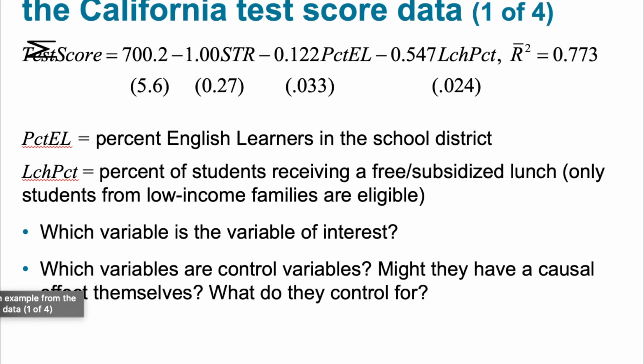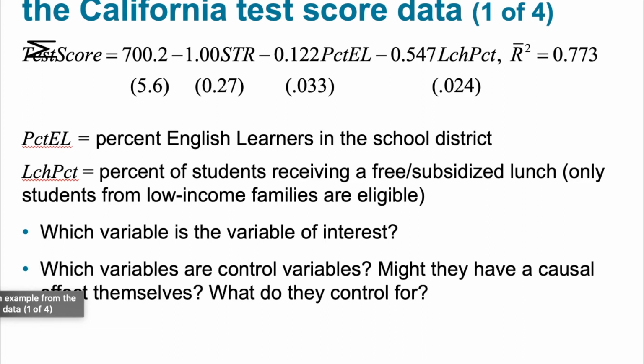Here is an example. We're still with our test score regression, where we are regressing test score on the student-to-teacher ratio. We have included the variable PCTEL, which represents the percent of English learners in the school district. And we have included another variable, LCHPCT, the percent of students receiving a free or subsidized lunch. Only students from low-income families are eligible, and so you are getting a proxy for the percent of students who are low income.